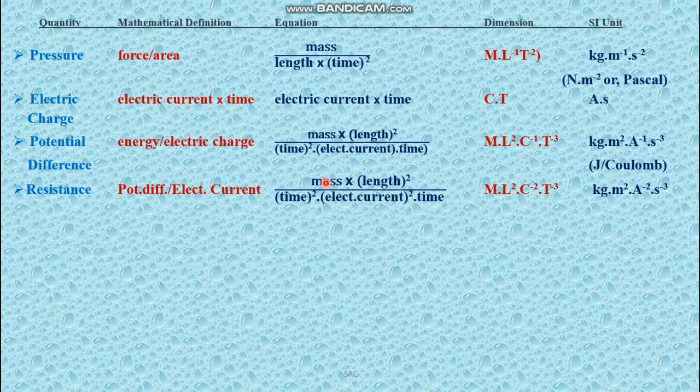So mass M, length squared L squared, by time squared into time, that means by time cube, by electric current squared, that means I squared inverse. So M L squared, I squared inverse, T cube inverse, and the corresponding unit is kg meter square per ampere square per second cube. So what is 1 ohm? 1 ohm is 1 kg meter square per ampere square per second cube.